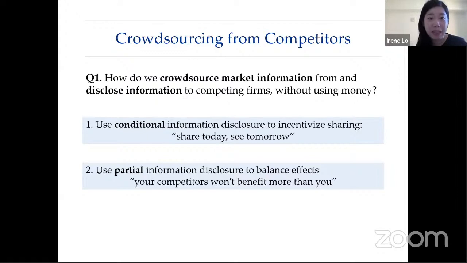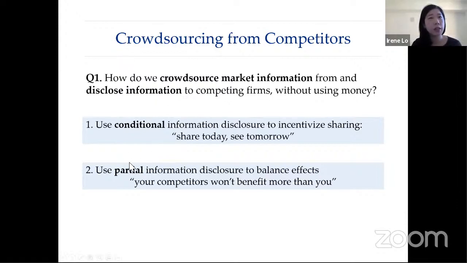And this is getting very expensive because the app has grown significantly since they first launched it at the end of 2018. And so our research is looking at, well, are there other ways to incentivize sharing? And basically, we thought about using conditional information disclosure. So share today, see tomorrow, right? If you share now, we'll pay you back with more information in the future. And so basically what we're doing right now is trying to come up with a way to operationalize this on the platform so that we can move from paying people to sharing information with people as an incentive.